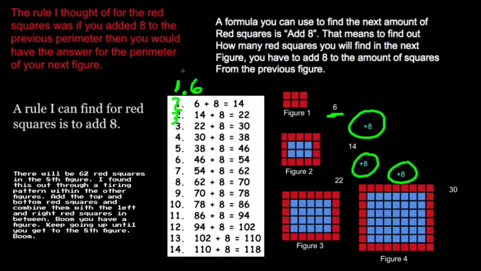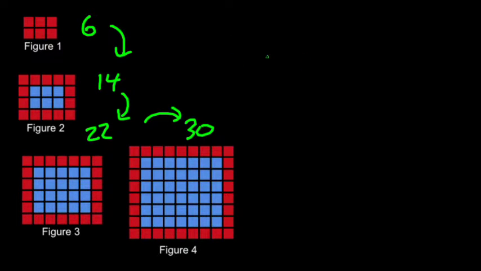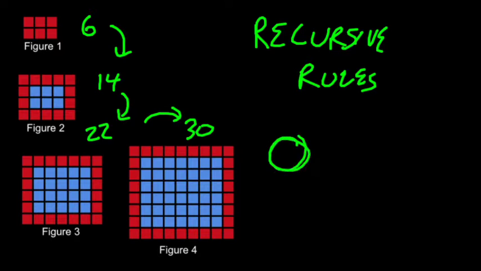So that is looking at a big picture, not looking at the squares as individuals, not looking at length and width. I'm just looking at the totals. 6 here, 14 here, 22 here, 30 here. And I found a pattern. Each time to get from one number to the next, I'm adding 8. All right, this kind of pattern, and the other one where I said I'll add 2 each time, sets of 2 each time, these are called recursive. If I have one answer, then I can use a rule to get to the next answer. Okay? That's a recursive rule.